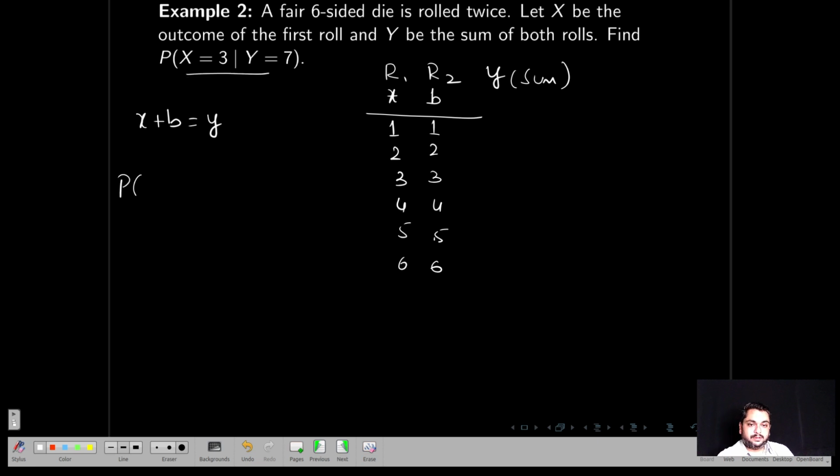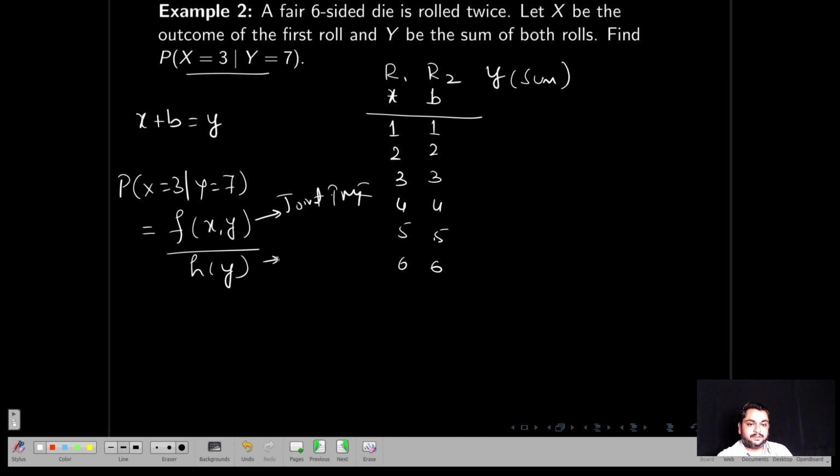So what is it that they are asking? P of x equal to 3 given y equal to 7. This is equal to f of x comma y divided by h of y. First you have to find this joint PMF, and then you have to find this marginal probability, that is, the marginal probability mass function. Now that is a very lengthy procedure, but you can just check here. In such kinds of questions you need not sit and calculate all these things.